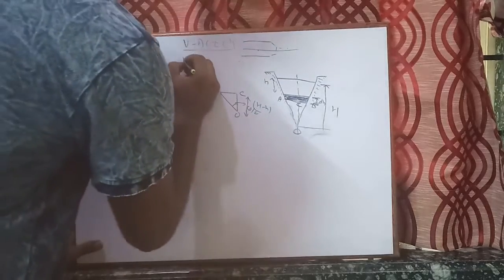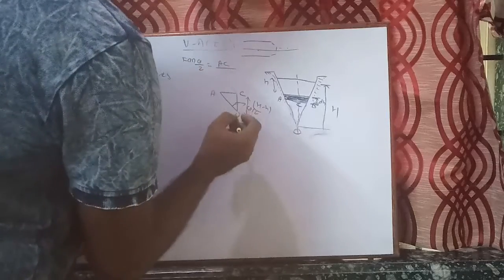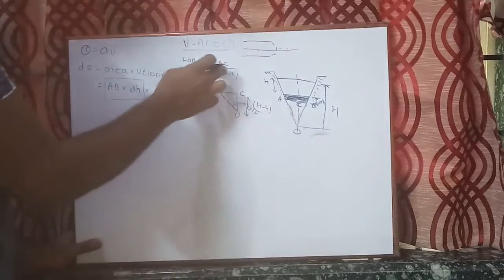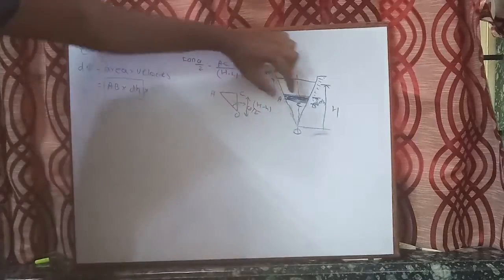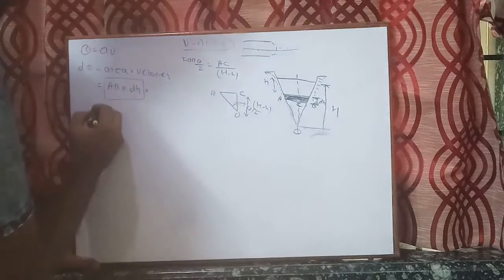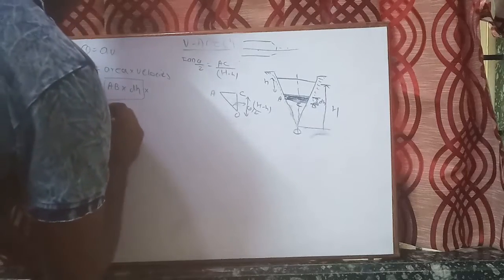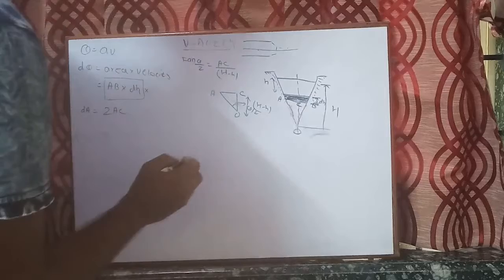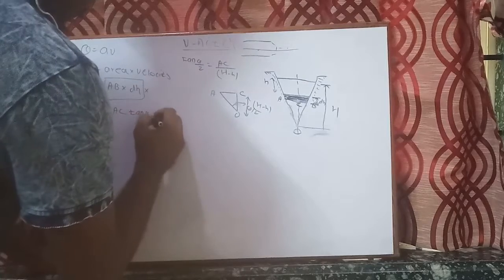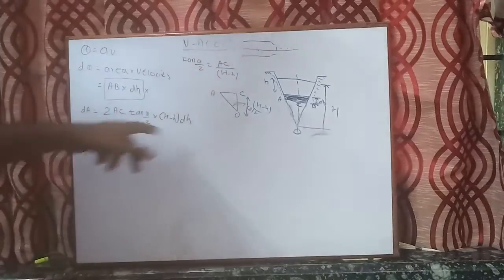What is tan theta by 2? Tan theta by 2 is opposite upon adjacent. Adjacent is what? H minus h. So we can find AC. AC will be tan theta by 2 into H minus h. So that's your AC. But what will be AB? AB is 2 times AC. So I'll just write directly your area dA. Your small area will be 2 times tan theta by 2 into H minus h into dh. So that's just small area dA.